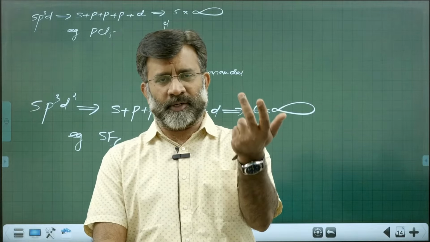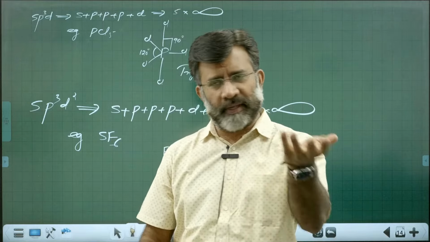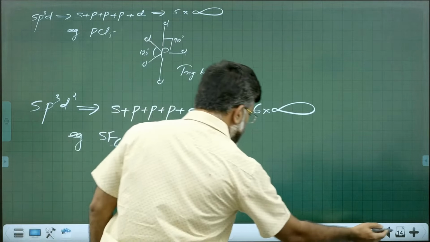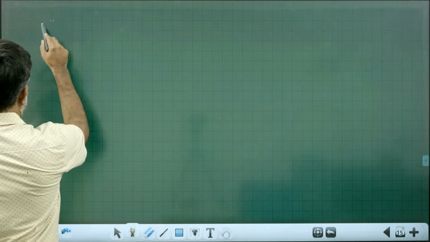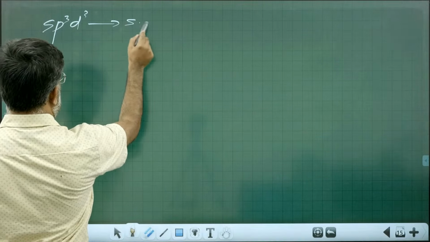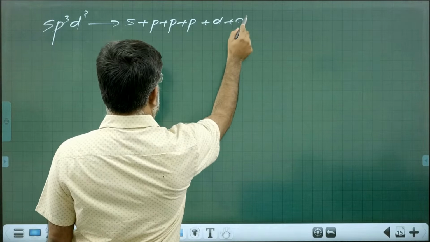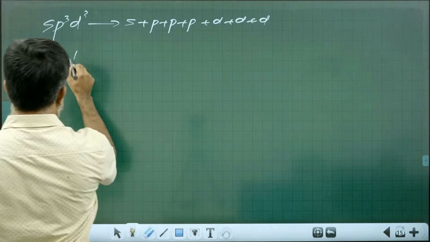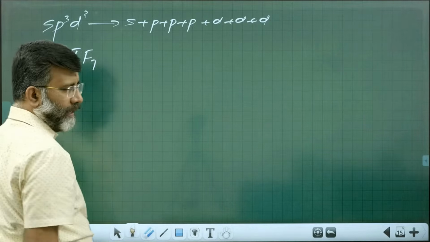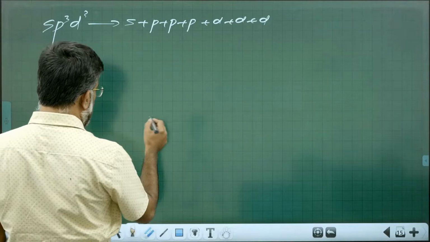Okay. So these are the most important hybridizations that we discuss in the chapter: sp, sp2, sp3, sp3d, sp3d2. We can have one more, sp3d3 hybridization. 1 s orbital, 3 p orbitals and 3 d orbitals. Example, IF7. sp3d3 hybridization. So how is it going to be making?